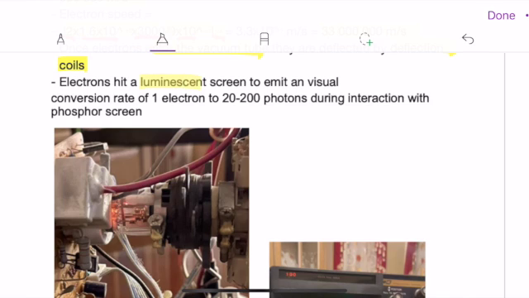This phosphor screen refers to a luminescent material and does not contain phosphorus material. When the electrons hit the phosphor screen, there is a conversion rate of 1 electron to 20 to 200 photons, which will be produced when the electrons hit and interact with the screen. As there is a positive charge being emitted through the interaction of the stream of electrons, they are attracted to an anode. An anode then collects and redirects the positive particles, which make cathode ray tubes classified as a closed circuit.